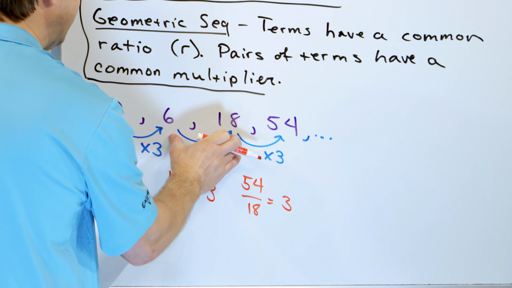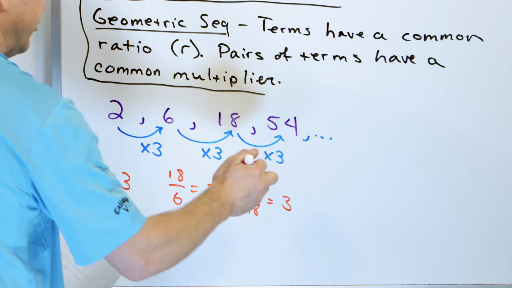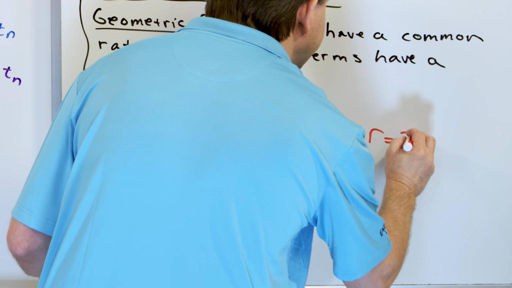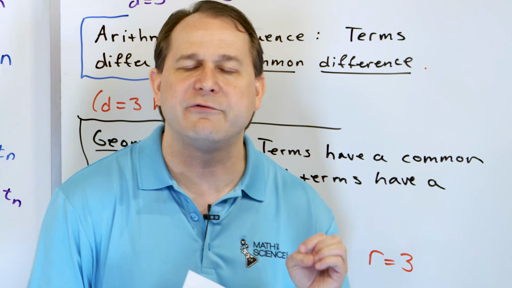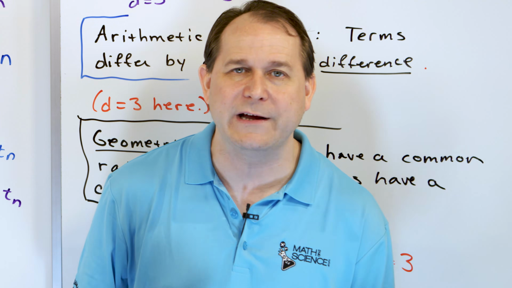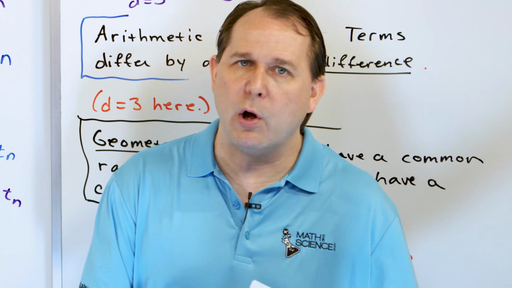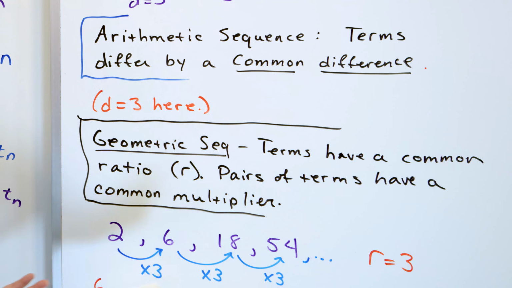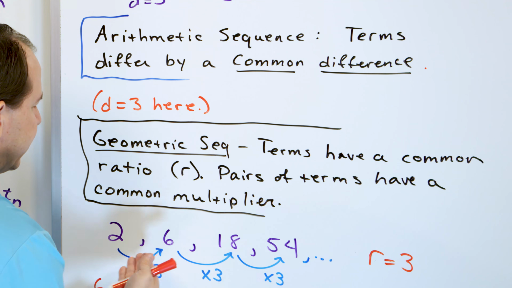So you see, the common ratio between these two terms is 3. The ratio between these two terms is 3. The ratio between these two terms is 3. The common ratio, R in this case, is equal to 3. That is what you're going to need to write down when you're defining the geometric sequence. You want to figure out what the common ratio is. It's exactly the same thing as saying what is the common multiplier. But they don't usually phrase it that way in books. They want you to tell them what the common ratio is. That's okay. That's all you're doing when you look at this anyway.